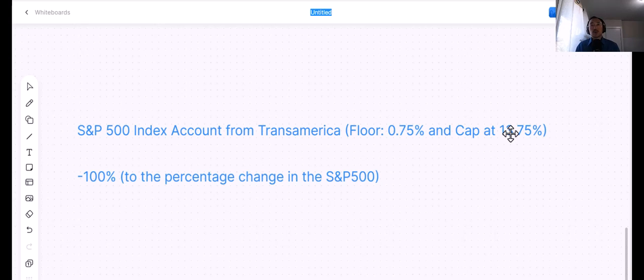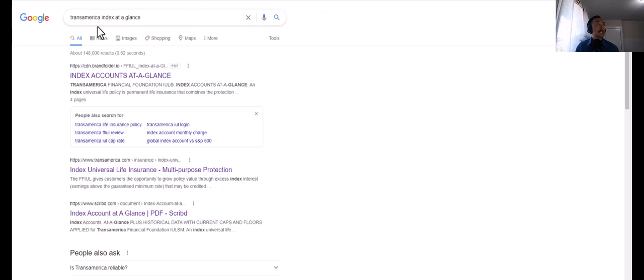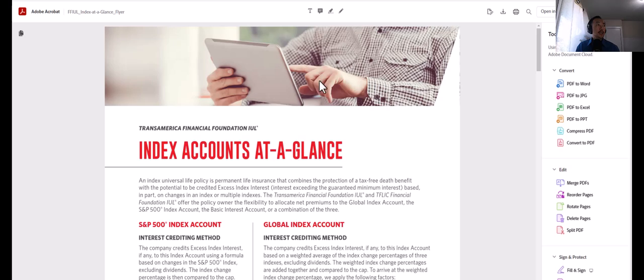So first we have to actually find what those rates were, right? So go to Google and just type in Transamerica Index at a Glance. And when you see this brochure, click on this first brochure.